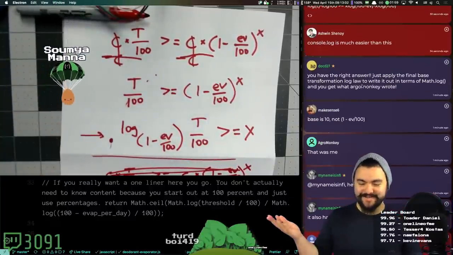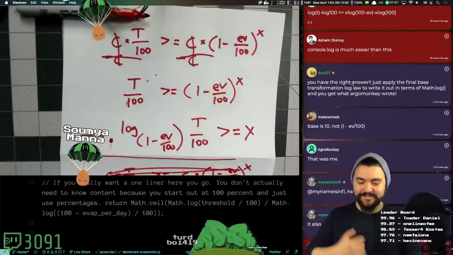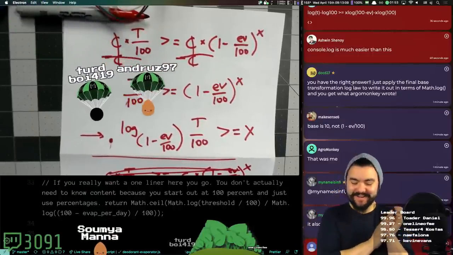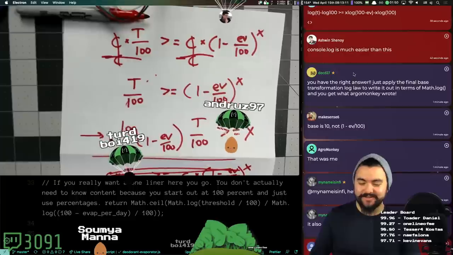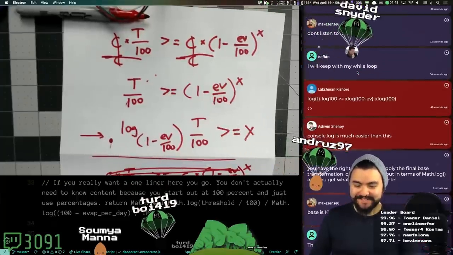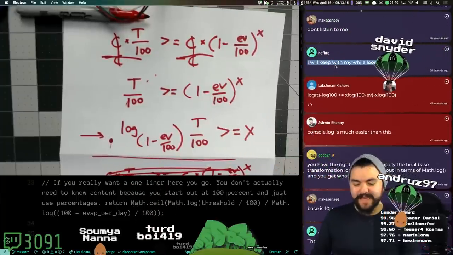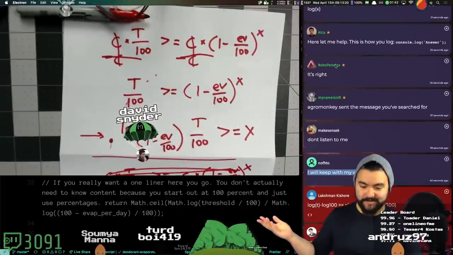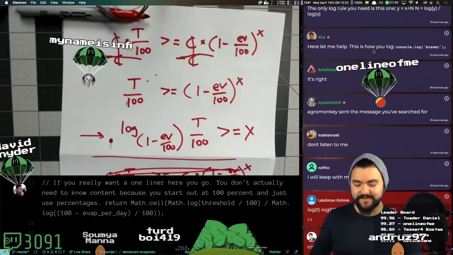You might've been sending it to me in the chat, but console.log is so much easier than this. That's like a programmer joke, right? Because it's not a math log, it's a console log. I will keep with my while loop. Yeah, it's totally fine to solve this with a while loop. I just felt like doing some math this morning. I don't know why. Yeah, thank you, Alka. Alka's got it.